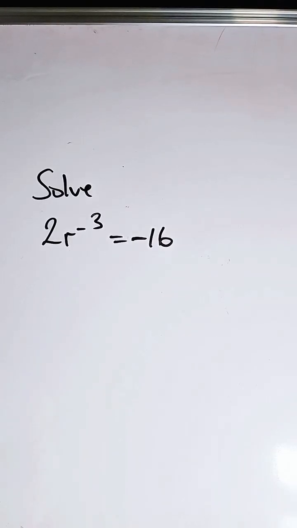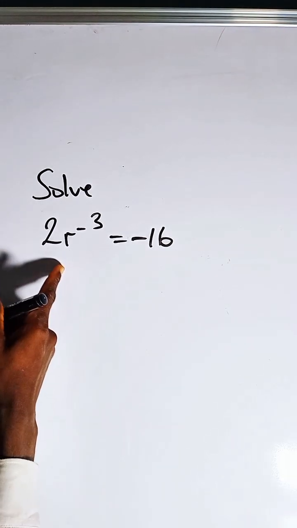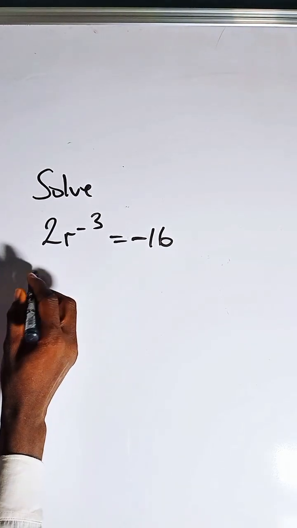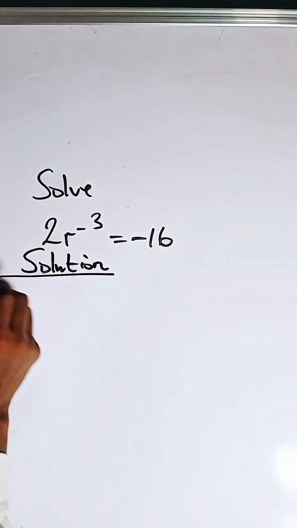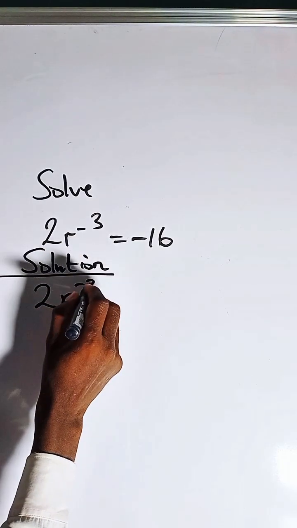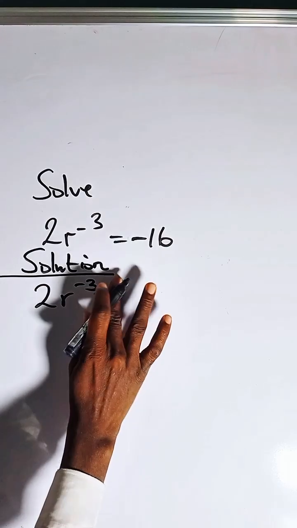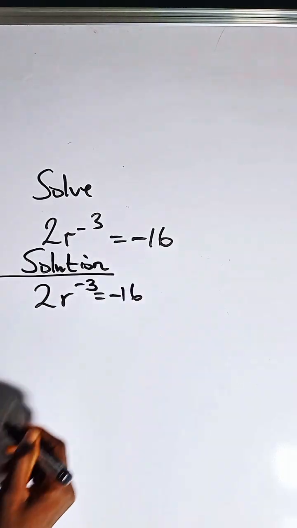The question says solve this equation. So we have 2r raised to the power minus 3 equals minus 16. So how do we do this solution? Okay, so for 2r raised to the power minus 3 equals minus 16.